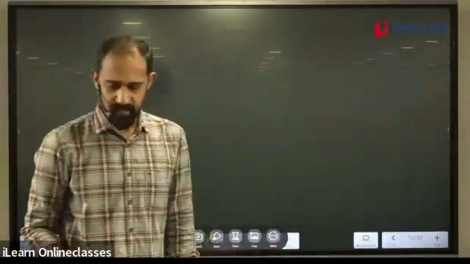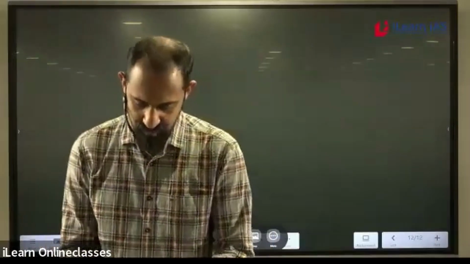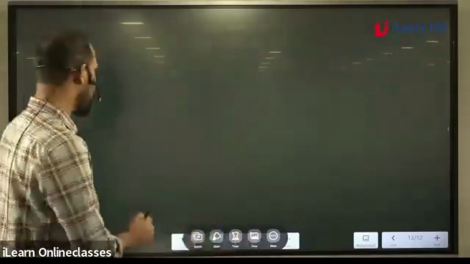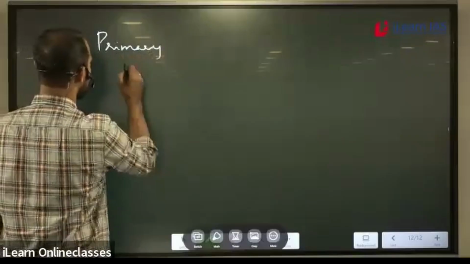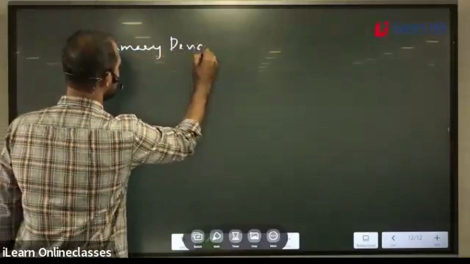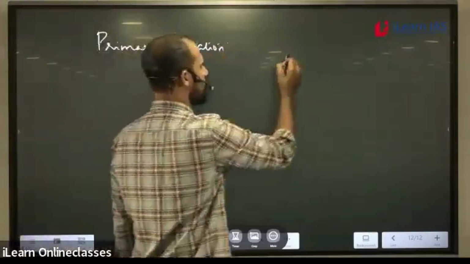Now, the theory speaks about two deviations. There can be two types of deviation: primary deviation, and secondary deviation.